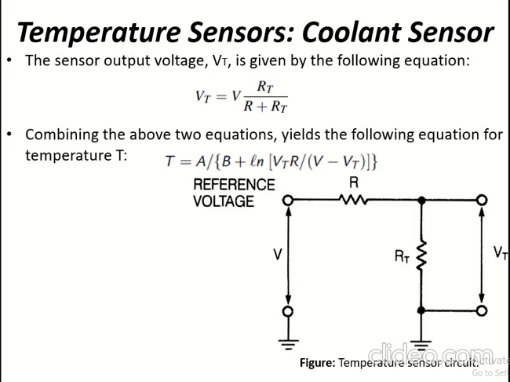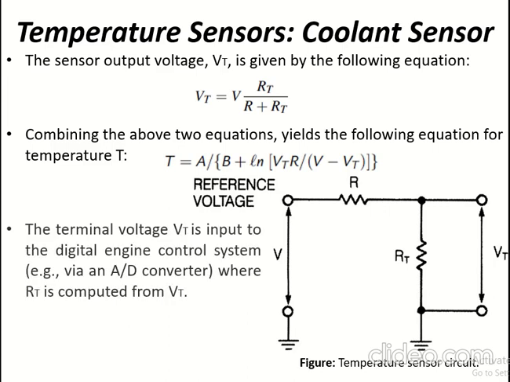Combining the above two equations, one for the logarithmic RT value and one for the voltage VT, where VT is the terminal voltage and RT is the terminal resistance of that sensing element, we get the equation for temperature, which is given here: T equals A divided by the quantity B plus the logarithm of VT times R divided by V minus VT.